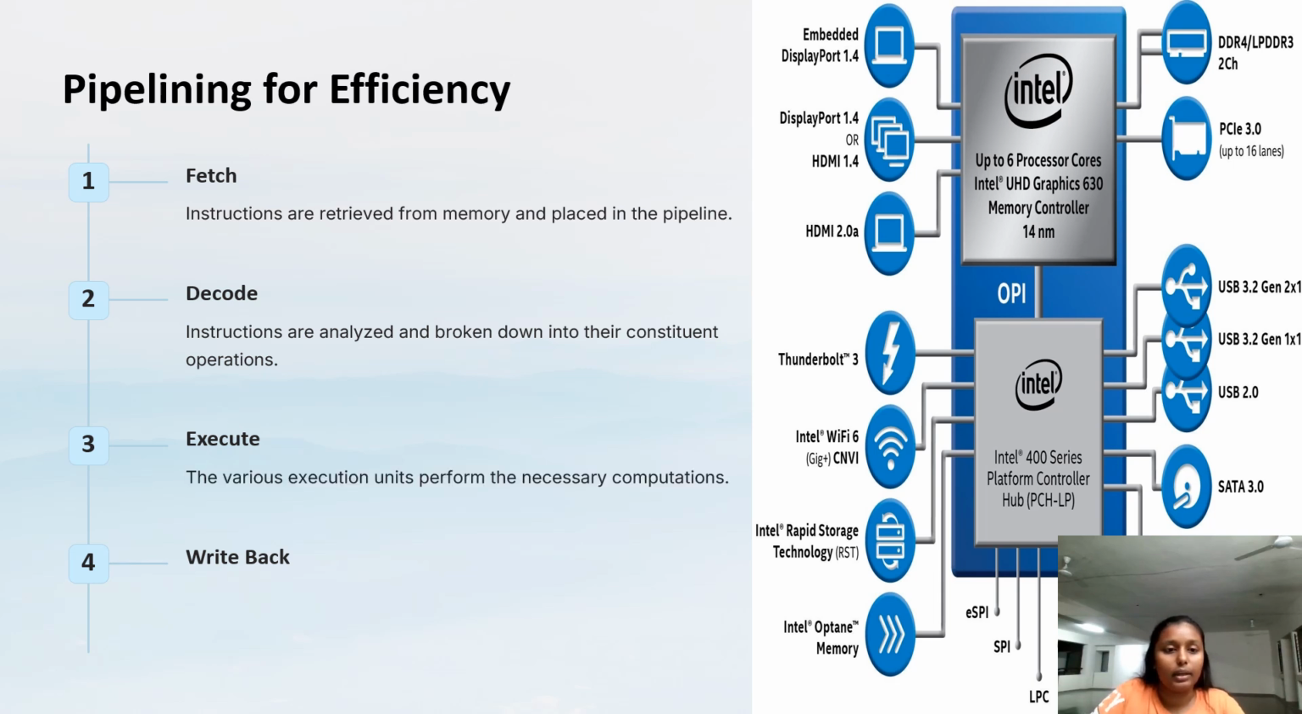Execute: the various execution units perform the necessary computations. Write back: the result of the executed instruction is returned back to the registers and into the memory. The advantages of pipelining are higher clock speeds and efficient resource usage.